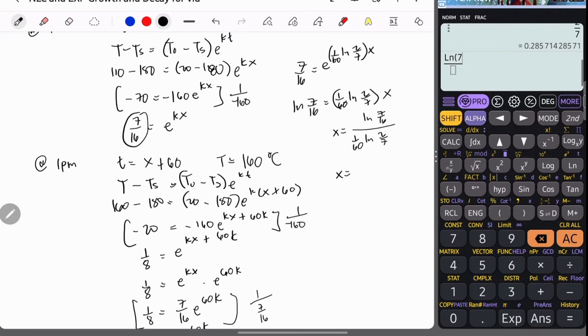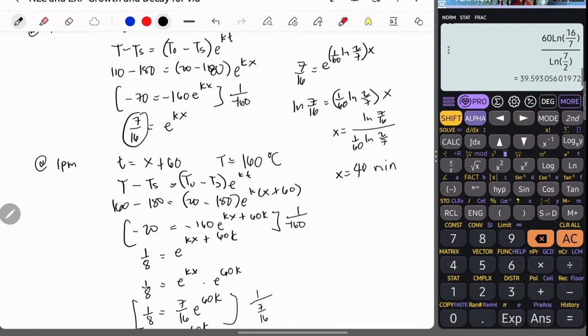ln 7/16 over 1/60 ln 2/7 equals, time is 39.59, rounded off to 40 minutes.